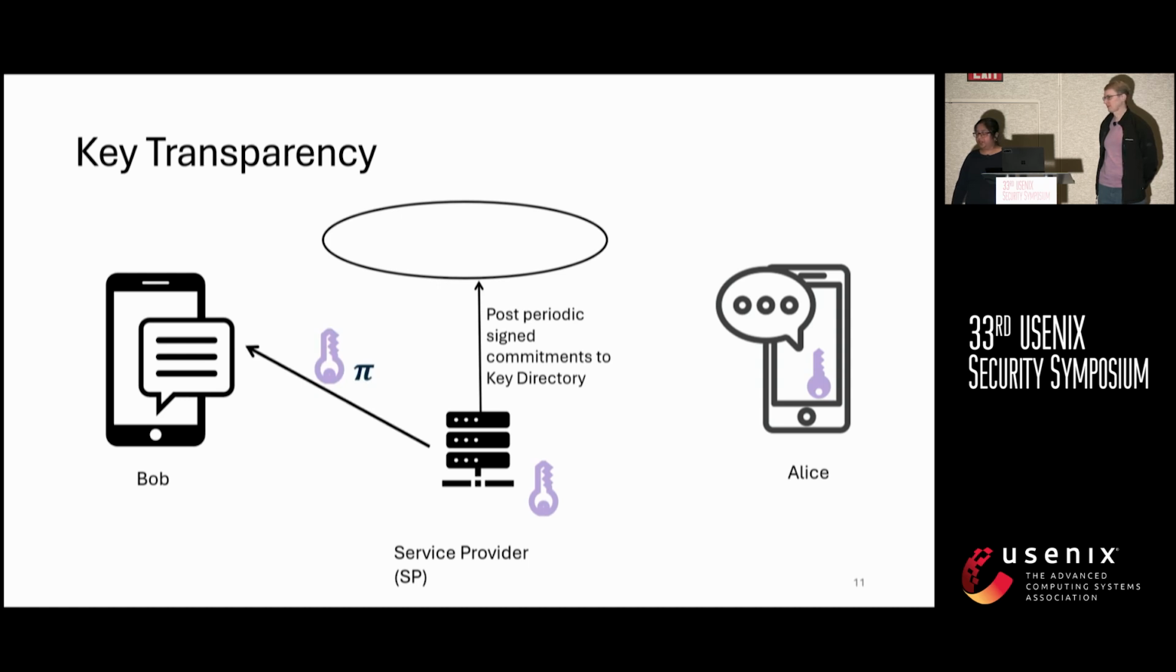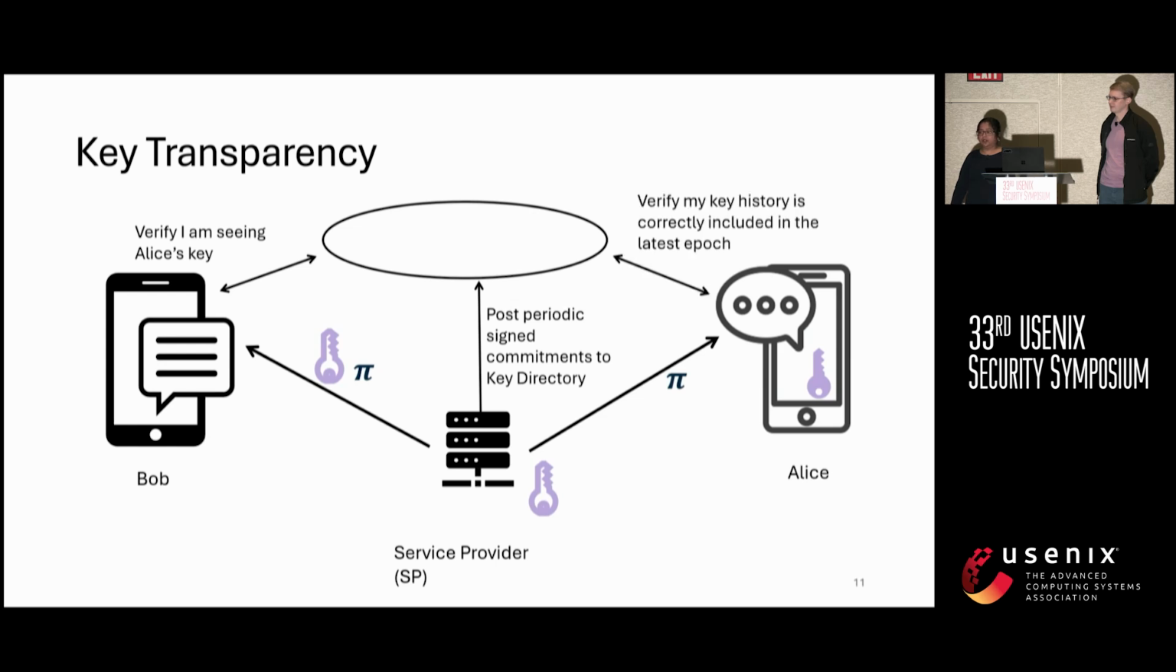Where it posts, I'm going to talk about in the next slide, but the important thing is all the parties in the system should see the same commitment that they're posting. And when Bob is looking up, say, Alice's public key, Bob should get a cryptographic proof along with the public key, which Bob's app will verify in the background to see that it's getting a key that is consistent with the posted key directory commitment. Likewise, Alice should also monitor her key history, which is basically getting a cryptographic proof, and her software will also verify that this key history is consistent with the latest commitment that is posted.